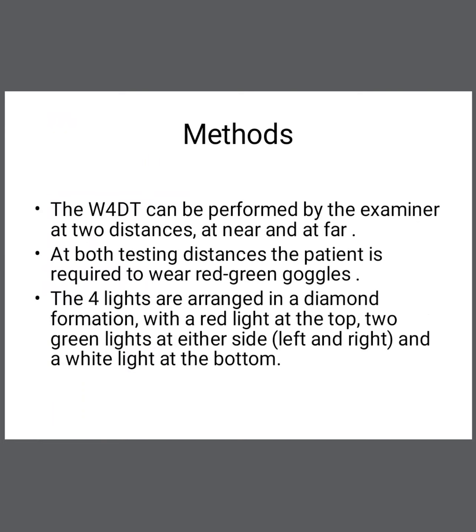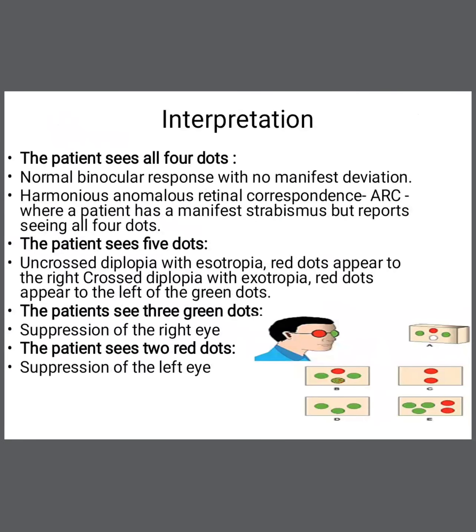Then 4 lights, arranged in a diamond shape with a red light at the top, 2 green lights at either side, left and right, and a white light at the bottom, will be presented at near or distance. So after the test, the patient's response can be noted as 4 dots, 5 dots, 3 green dots or 2 reds.